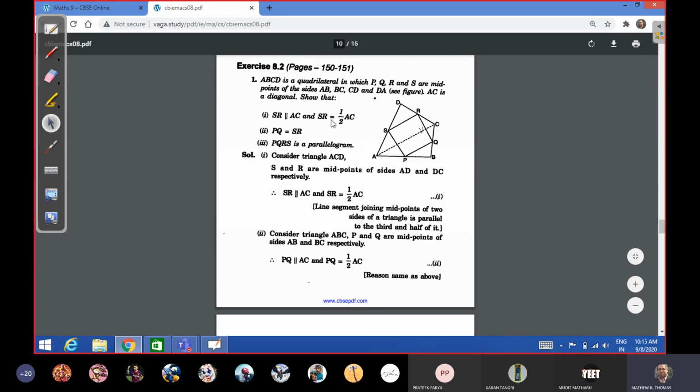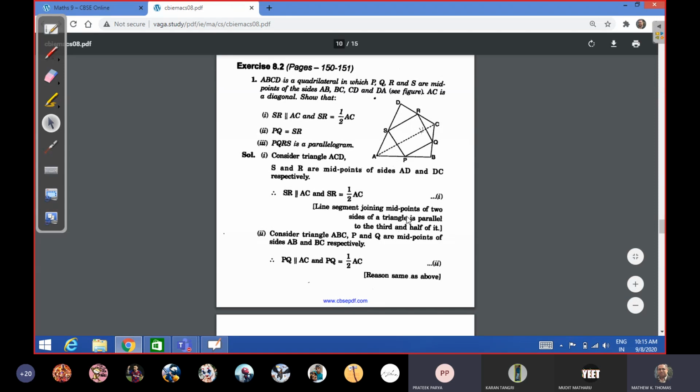So what you need to do is you say in triangle ACD, S and R are midpoints of AD and DC. Therefore, SR is parallel to AC and SR is half of AC. Reason: the whole statement you need not write. You can just write down there, midpoint theorem.